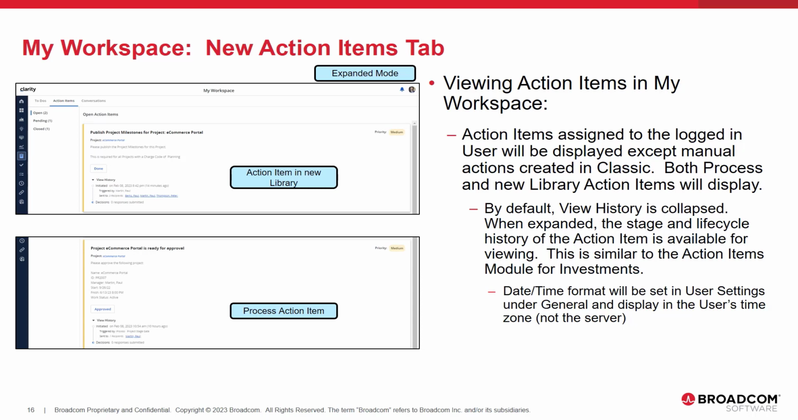In the history section, you'll be able to see the stage of the action item and the life cycle history of what occurred for the action item. And we're using the same format in the action items module. So this should look pretty familiar. And the date and the time format that we're using to display can actually be set in user settings under general. And it's displayed in the user's time zone, not the server's time zone.